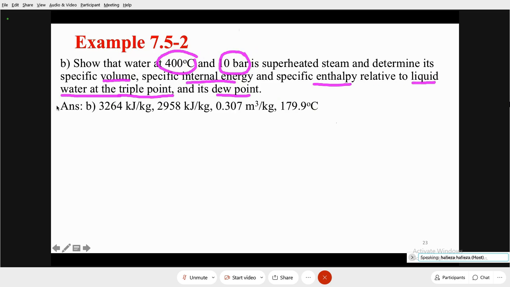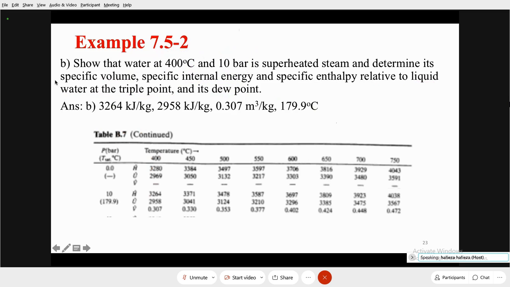Okay, so I'm going to show you the steam table. Sorry, I need to close this first. That's the steam table. Can you see the steam table, guys? Yes, doctor. Okay, you're looking at 400, and the pressure is 10 bar.